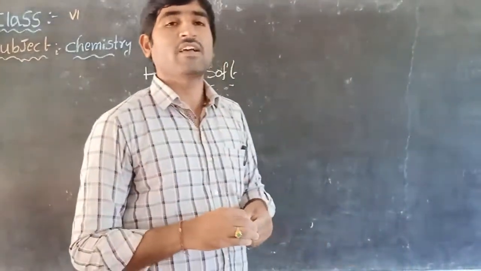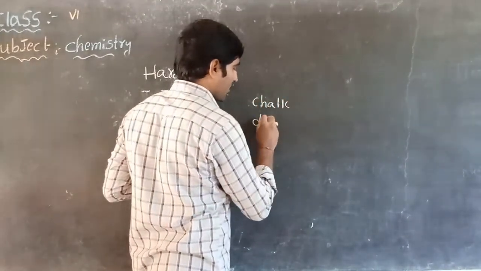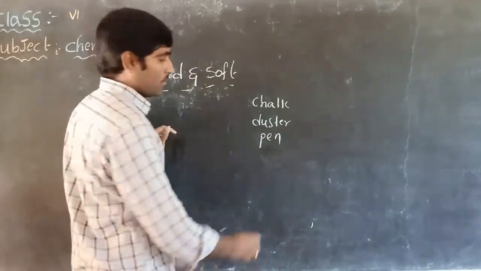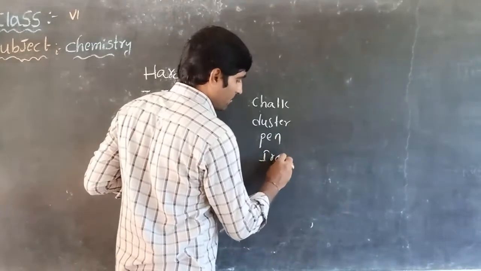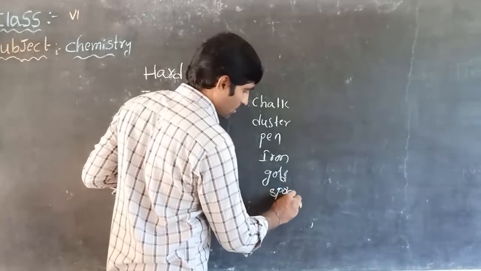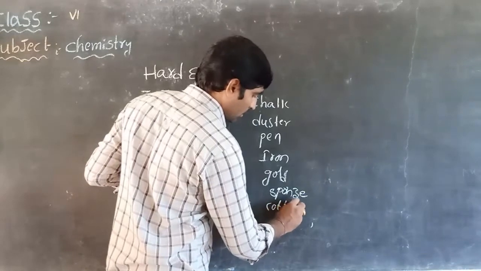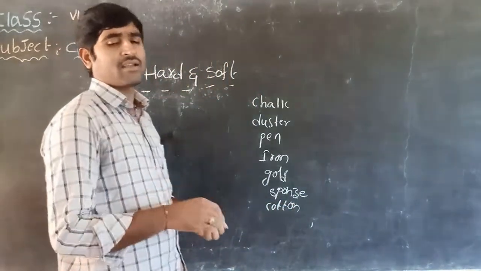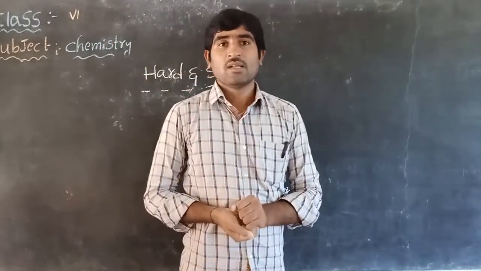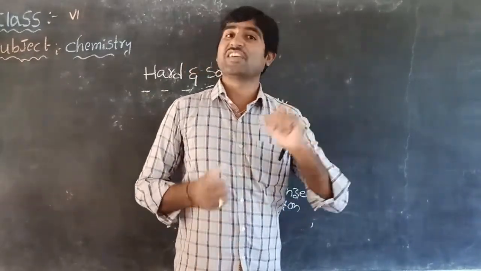Take as many things as possible around you. Take chalk, duster, pen, iron, gold, sponge, cotton. Take whatever articles are available to you. Try to compress the articles with your hands. Some articles are compressed very easily, but some articles are not compressed easily.